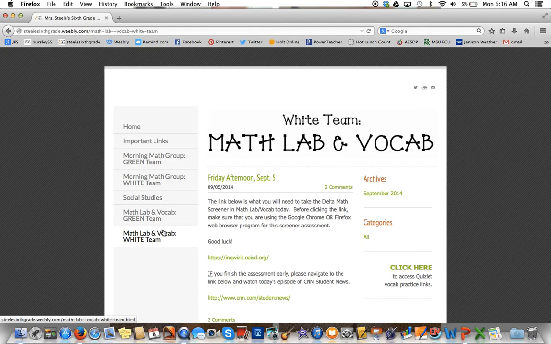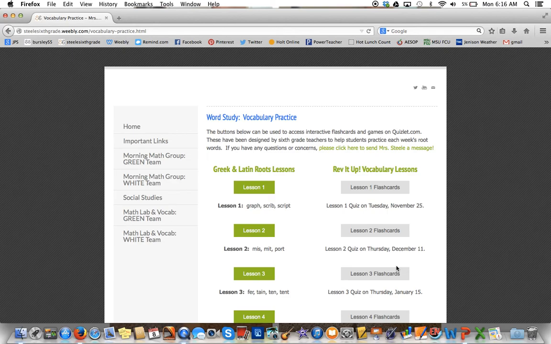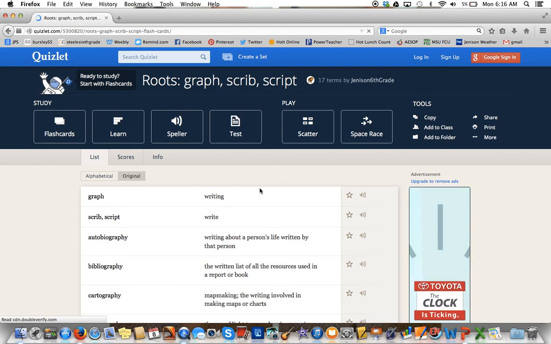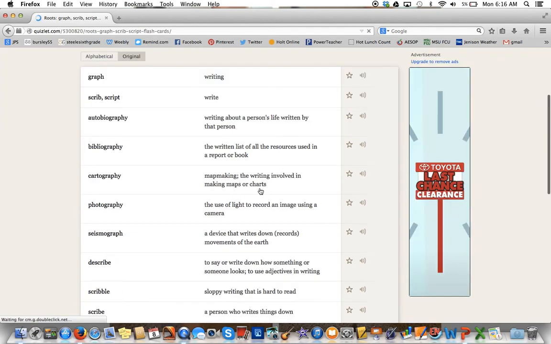What I'm looking at is over on the right-hand side. It says click here to access Quizlet vocab practice links. That's where you're going to click. And then you're going to be using Quizlet for the rest of class time today. Under Greek and Latin roots, we are on lesson 1. Our roots are graph, scrib, and script. We're going to click on lesson 1. Then this is Quizlet, and it has all of our words and their definitions.